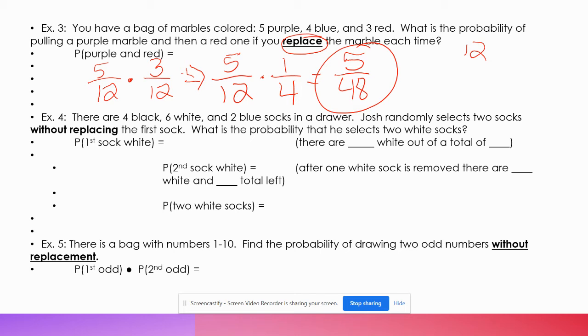And this is independent. They're independent because after I picked my purple marble, I put it back in, and it did not change the fact that there was still 12 possible outcomes for the red one.